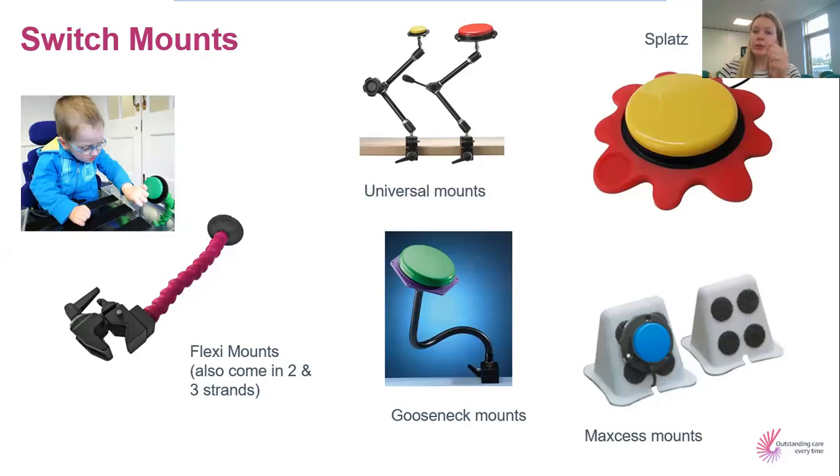Universal mounts you can lock in place, so they're a bit more secure, but personally I found that they can break quite easily. The splats mounts are like Dyson for your switch, so they don't slip around. And the Maxus mounts, the little triangles at the bottom, are quite good for angling the switch. So that might be for children who use more sideways movements to hit the switch, or maybe if they're side lying and switching, they can move their arm and use larger movements to hit it. And you can get Maxus mounts in all different sizes.